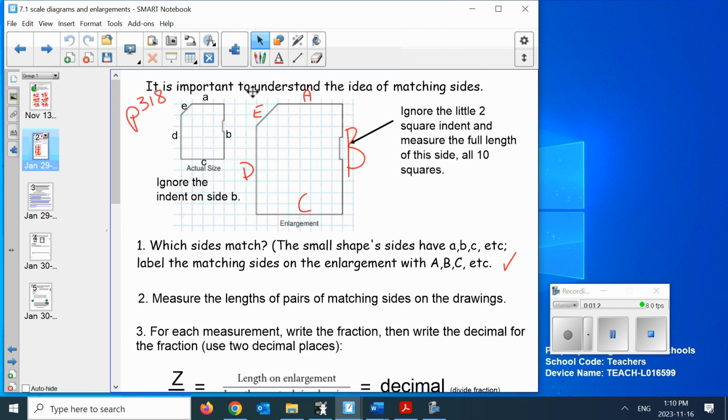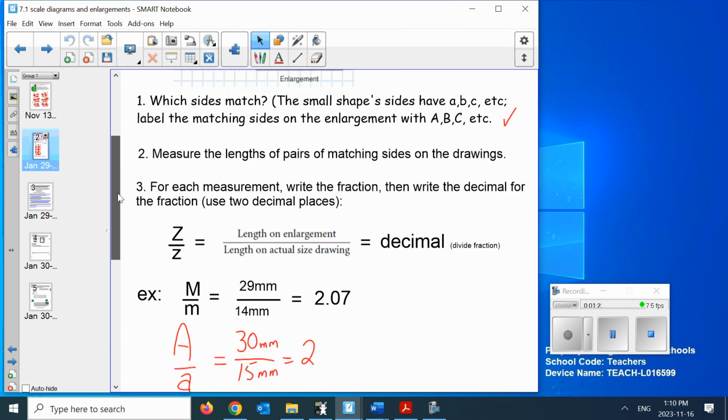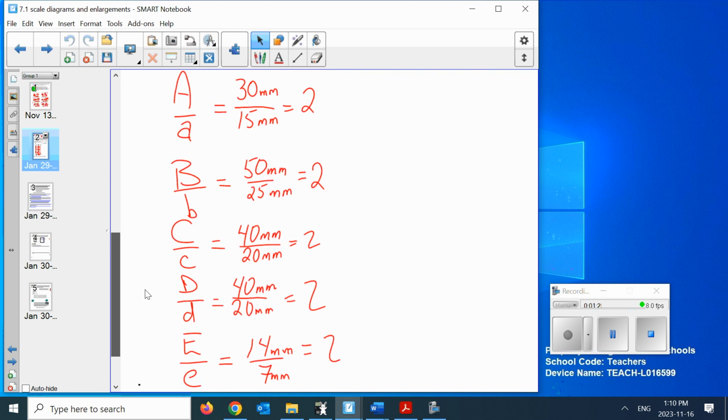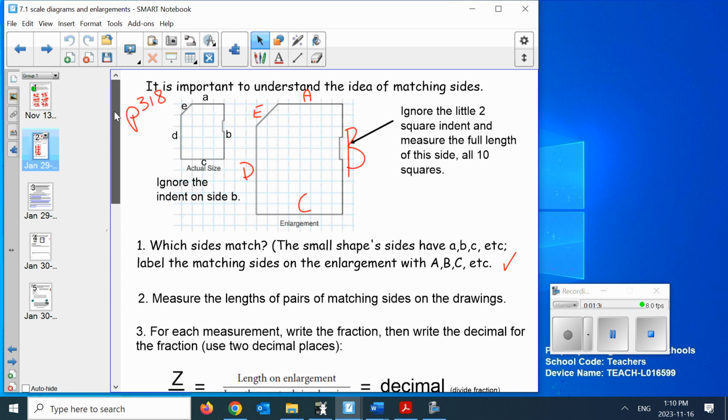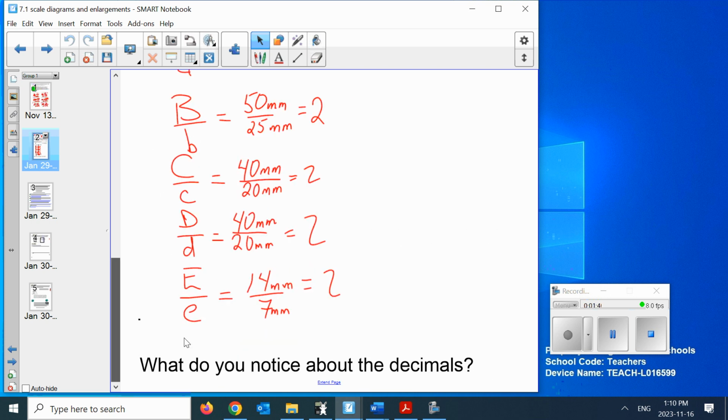Okay, so we left off with this. We used our rulers and measured in millimeters. We've got to know how to use rulers. And we found that all of the ratios of the sides are the exact same. They come out to a ratio of 2. We didn't even need decimals.